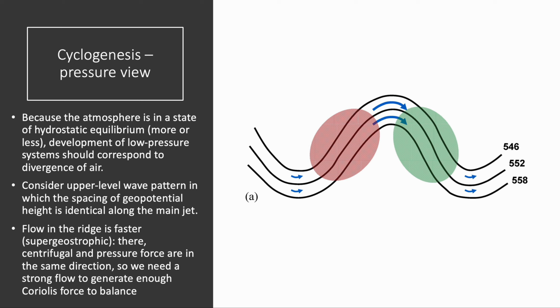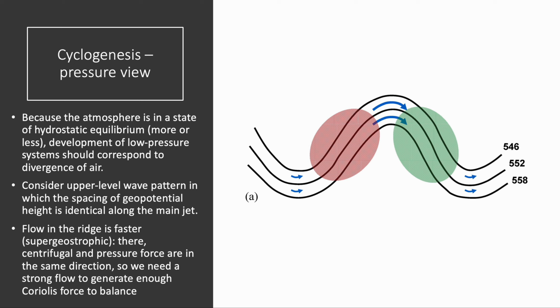But because the atmosphere is in a state of hydrostatic equilibrium, whenever we talk about low pressure systems and divergences, these things are, in a sense, interrelated, right? Because if you have a low, then it means that something must have been exporting air out. And so the air pressure and the divergence properties are interrelated. So pressure is also another natural variable to consider these processes and to consider cyclogenesis.